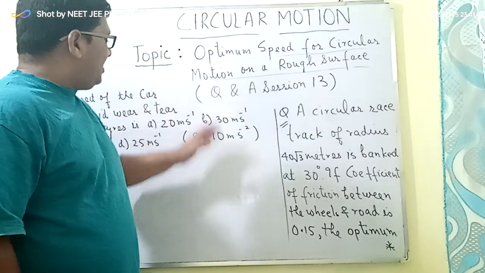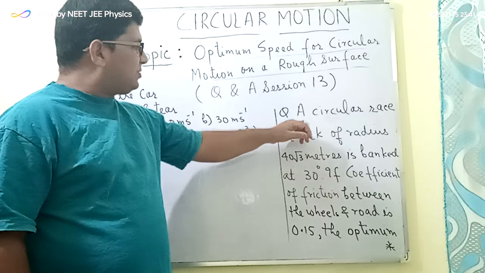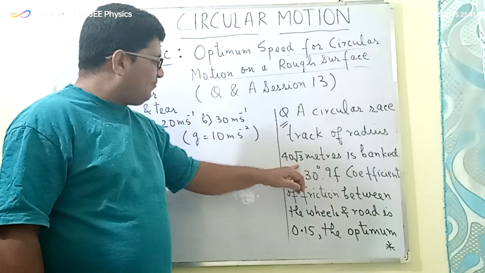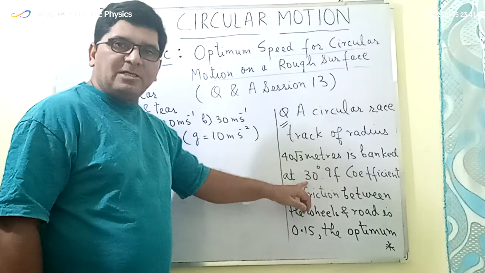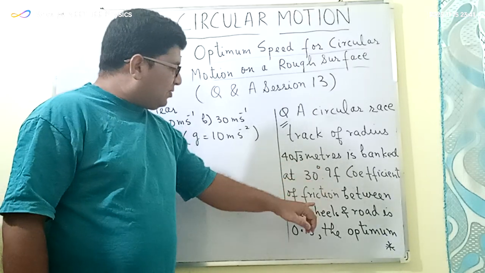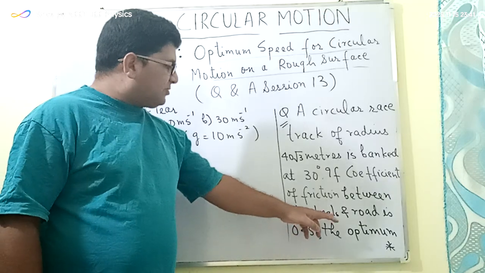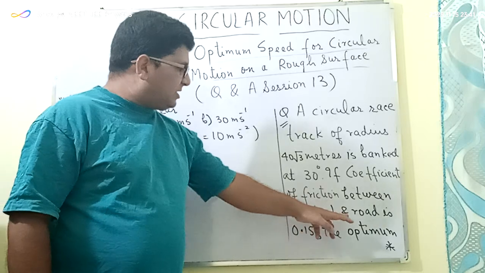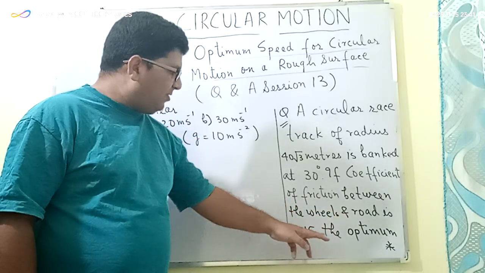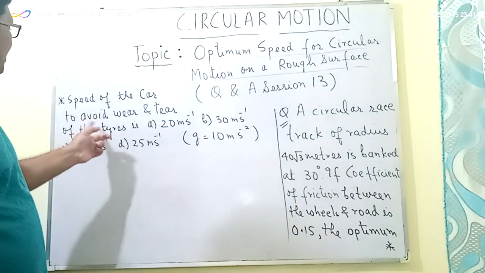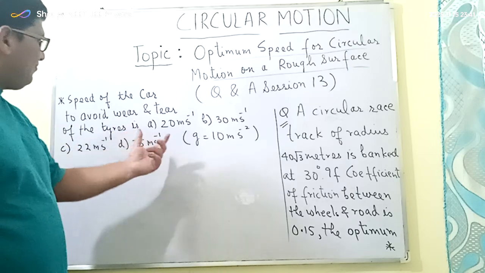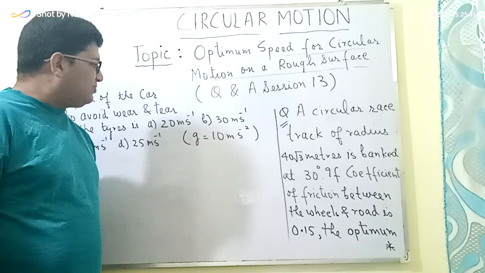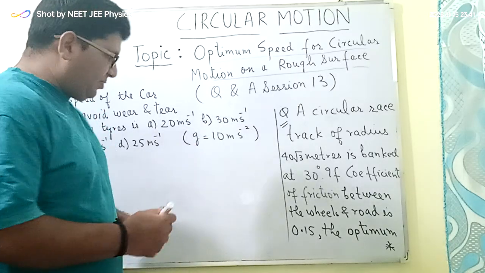Based on this topic, I have selected one question from one of my books. The question is: a circular racetrack of radius 40 root 3 meters is banked at an angle of 30 degrees. If the coefficient of friction between the wheels of the racing car and the road is 0.15, then the optimum speed of the car to avoid wear and tear of the tires is. There are four options here and we have to find the correct option, and the value of g is to be taken as 10 meters per second squared.